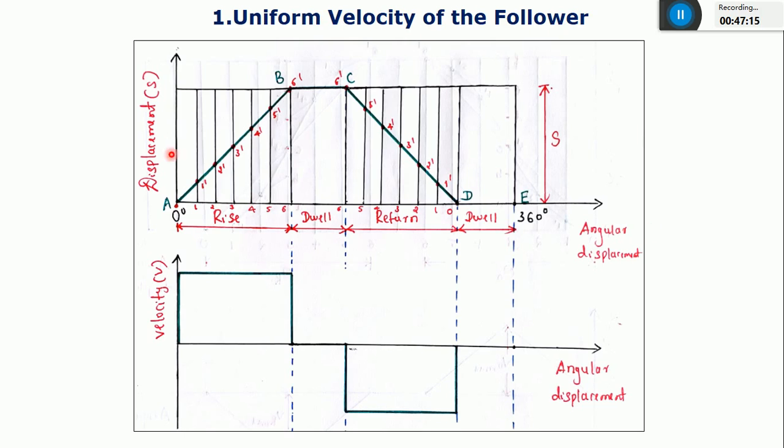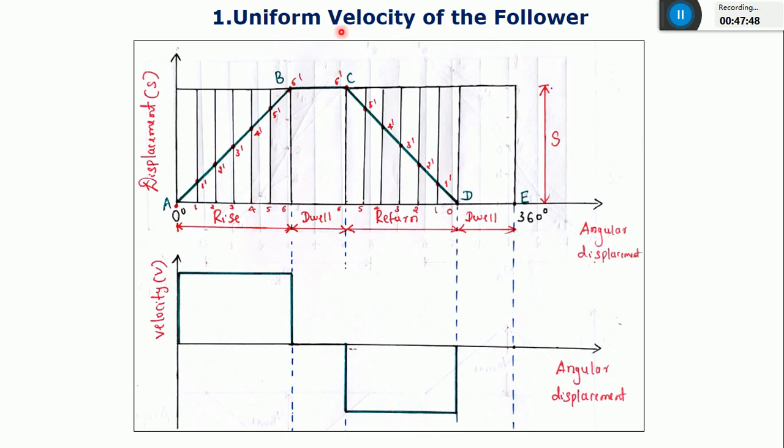Now, how to plot this displacement diagram, I'll explain while solving the numericals. How to divide the outstroke into 6 equal parts and how to draw this one, and how to divide the return stroke into 6 equal parts and how to draw the displacement during the return motion, for different stroke lengths and for different outstroke angles and return stroke angles, I'm going to explain in detail while solving the numericals. Don't worry about that one.